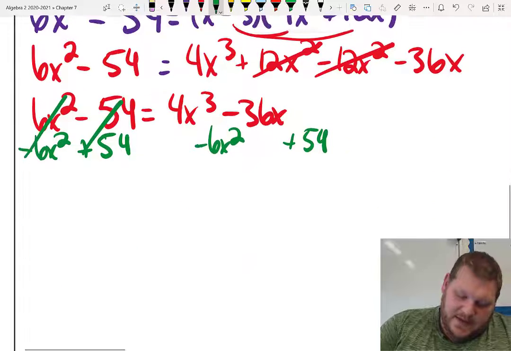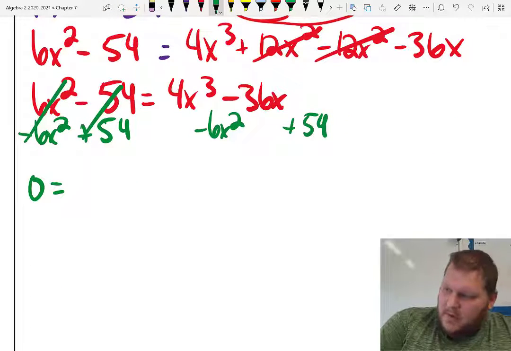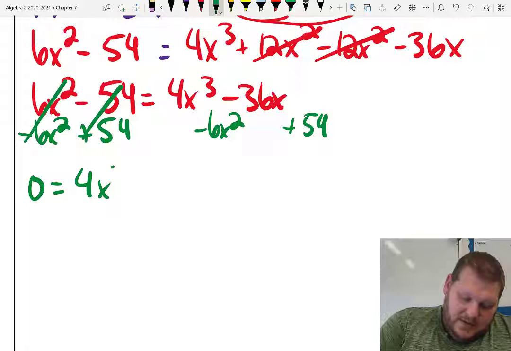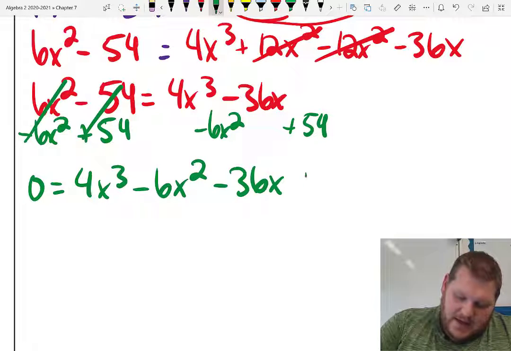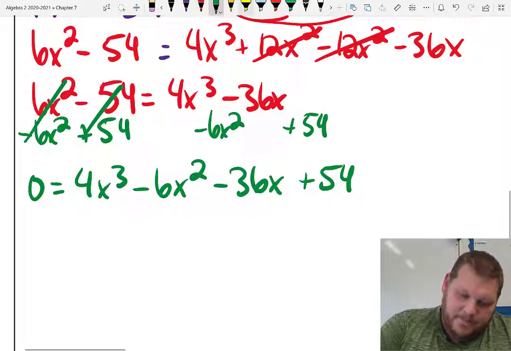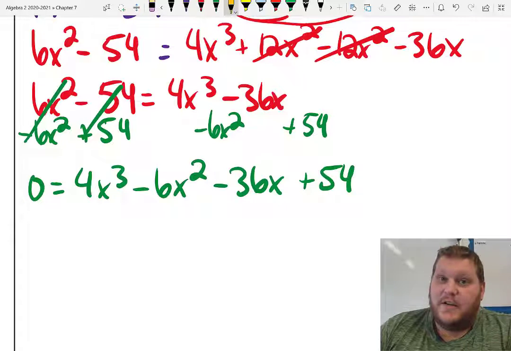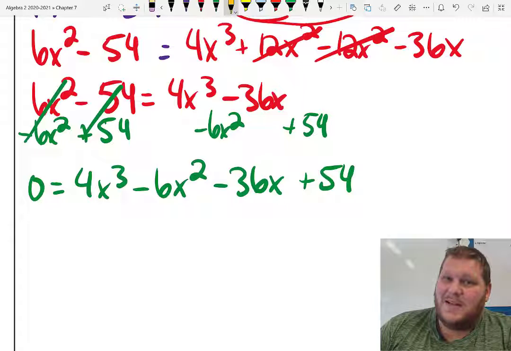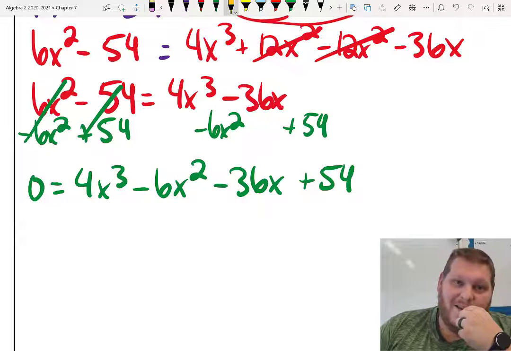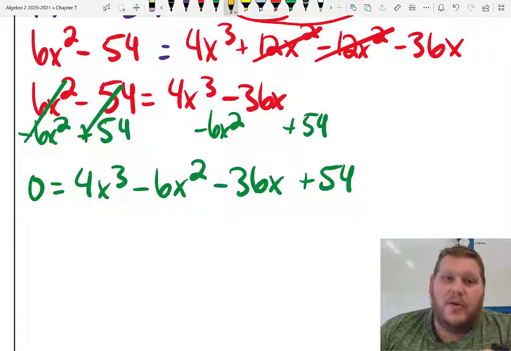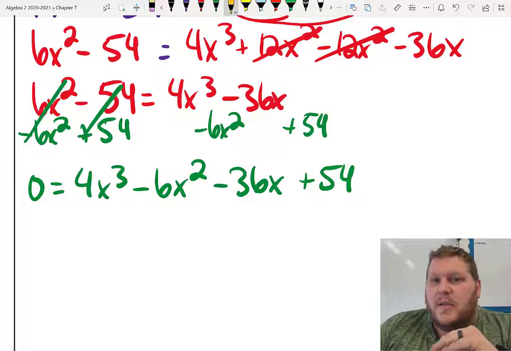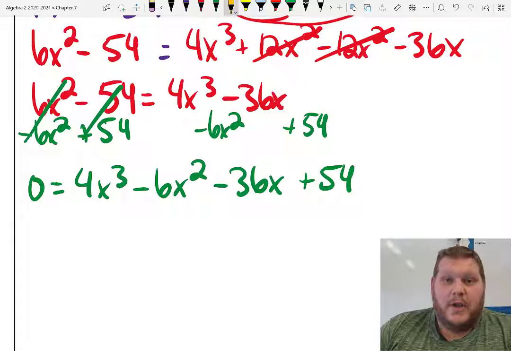Those cancel out from the left side. That gives me 0 equals 4x cubed minus 6x squared minus 36x plus 54. So from here, I need to try and factor this out, which the only way, without having to use that fancy pants stuff we did back in chapter 3 with the rational root theorem and being able to check with synthetic division, the most common way of factoring a four-termed thing was factor by grouping.